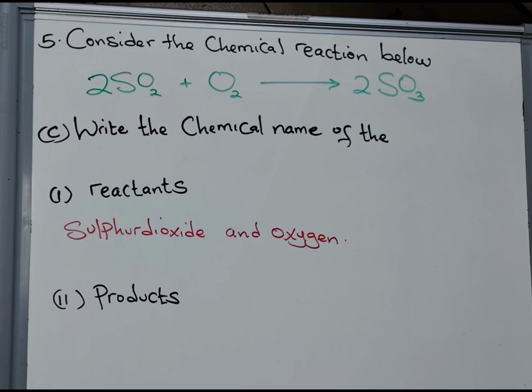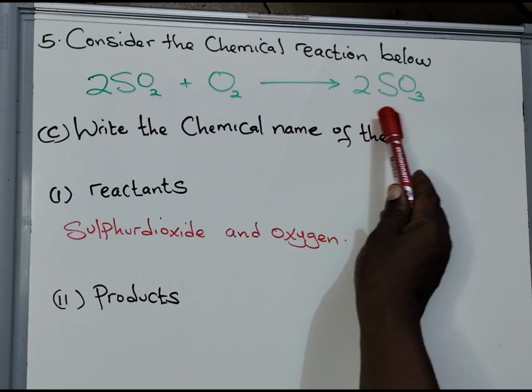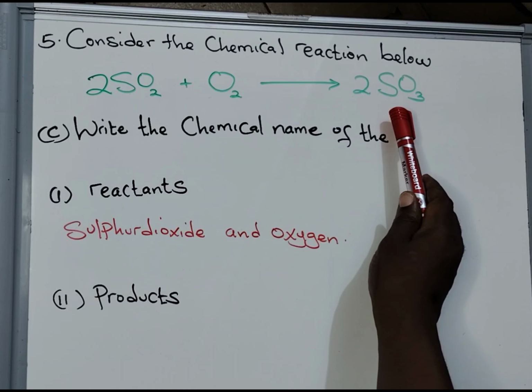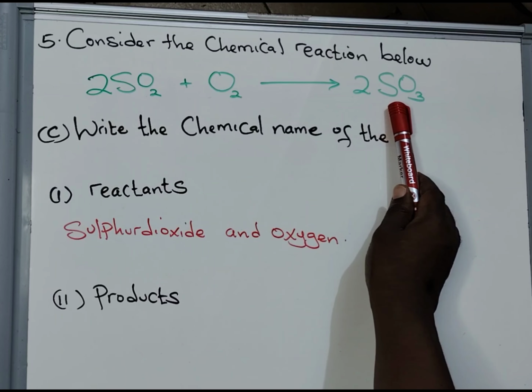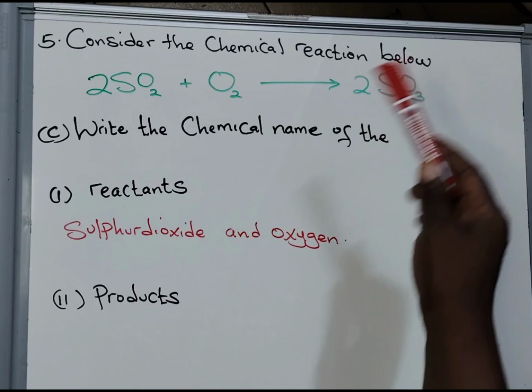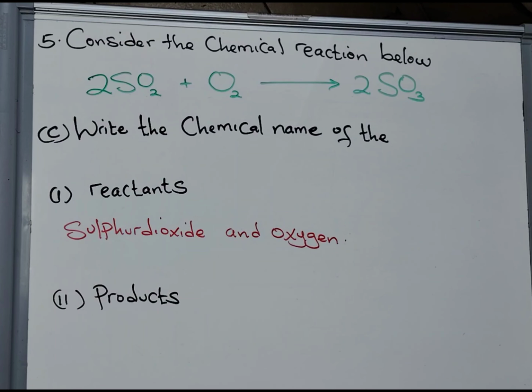Yeah, so comes this one. It says that write the chemical name of the products. We have only one product, which is this one. What is it? Sulfur attached to 3 oxygen atoms. And what did we say? The term we use for 3? Tri. So the compound is sulfur trioxide.